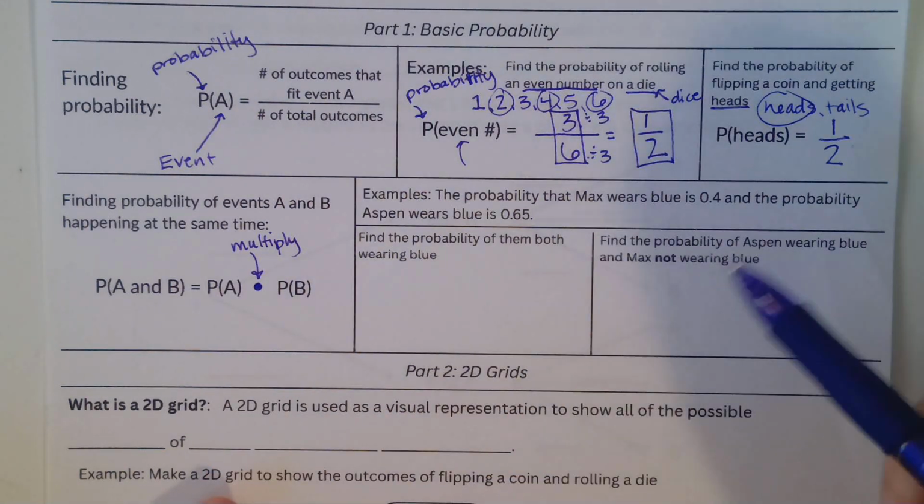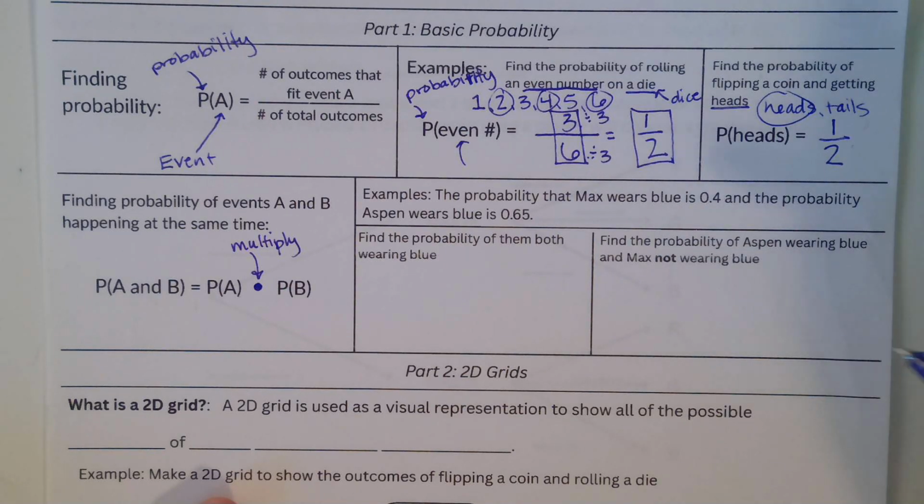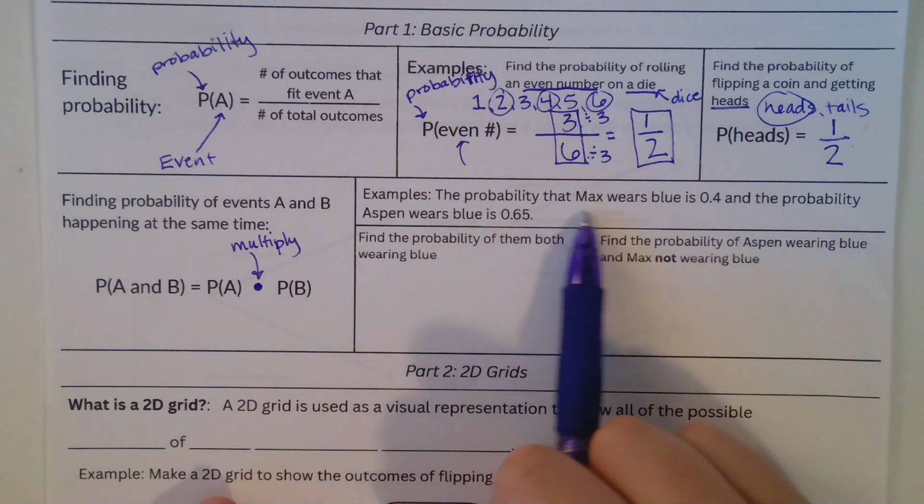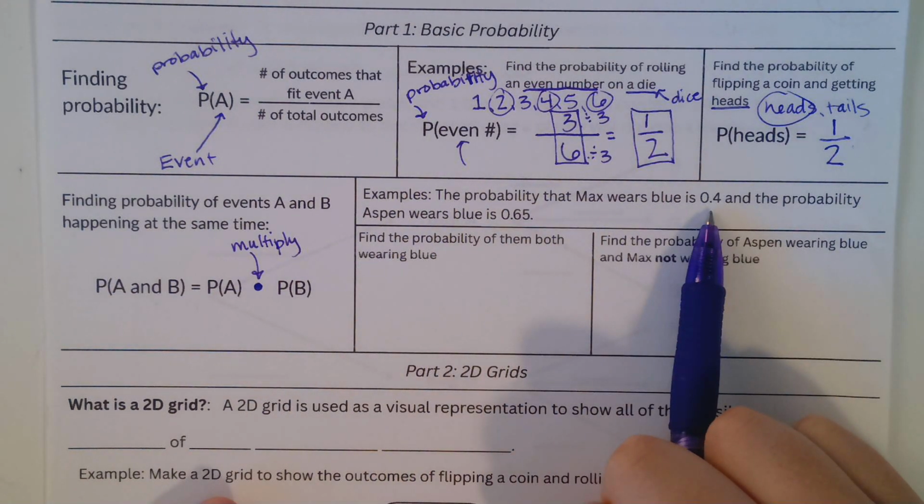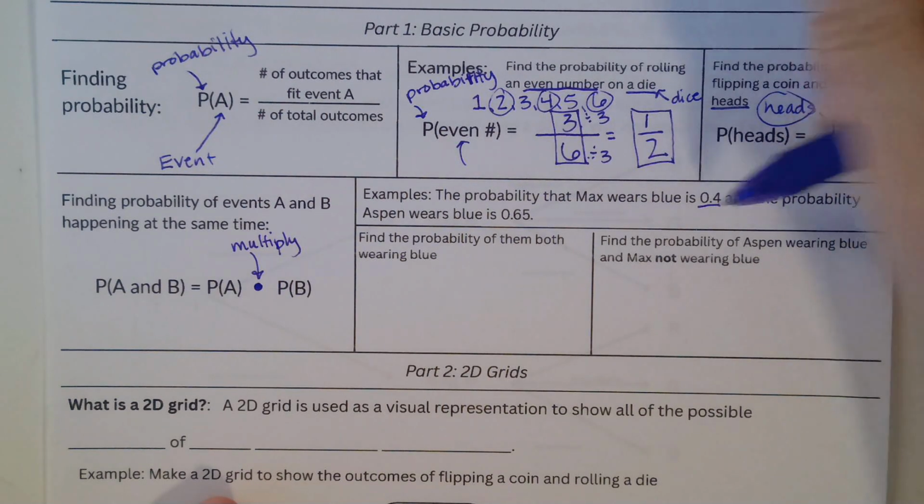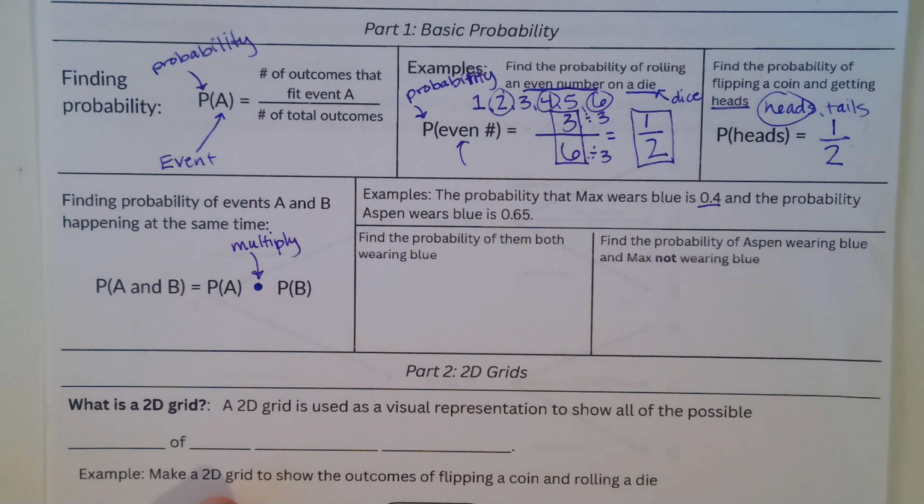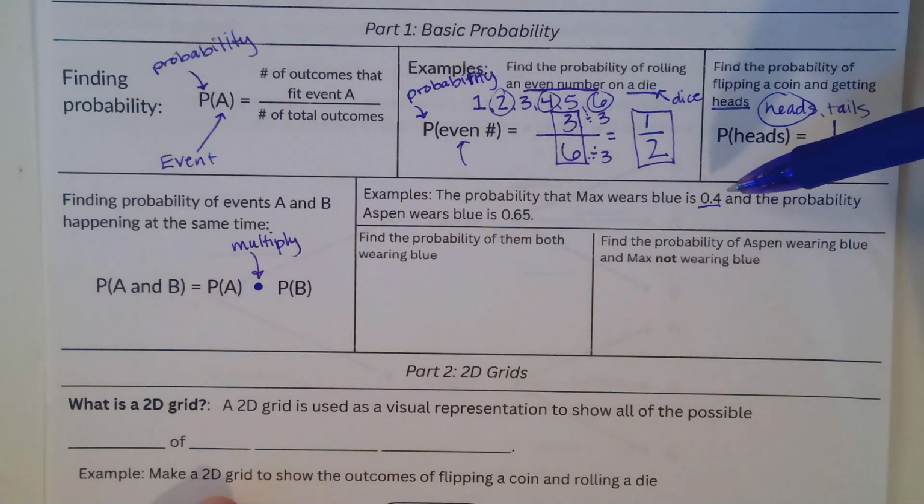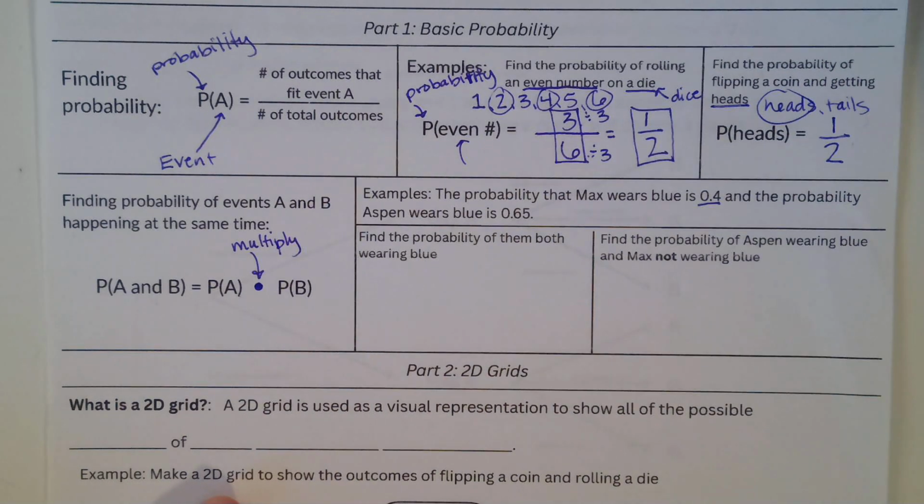So I'm going to show you guys what types of questions you might see on this quiz that go with that. The question says the probability that Max wears blue is 0.4. You'll notice this is a decimal. It's not necessarily a fraction. Sometimes we go back and forth between fractions, decimals, and percentages.